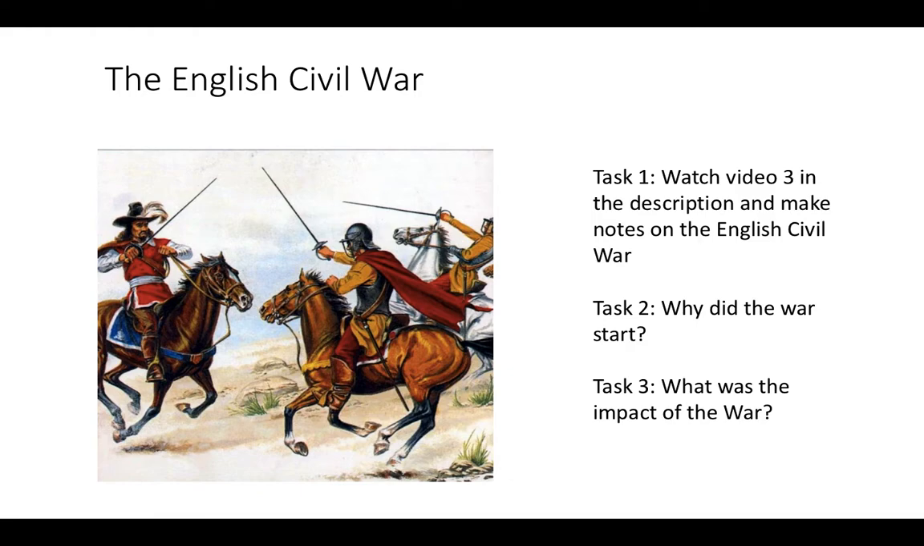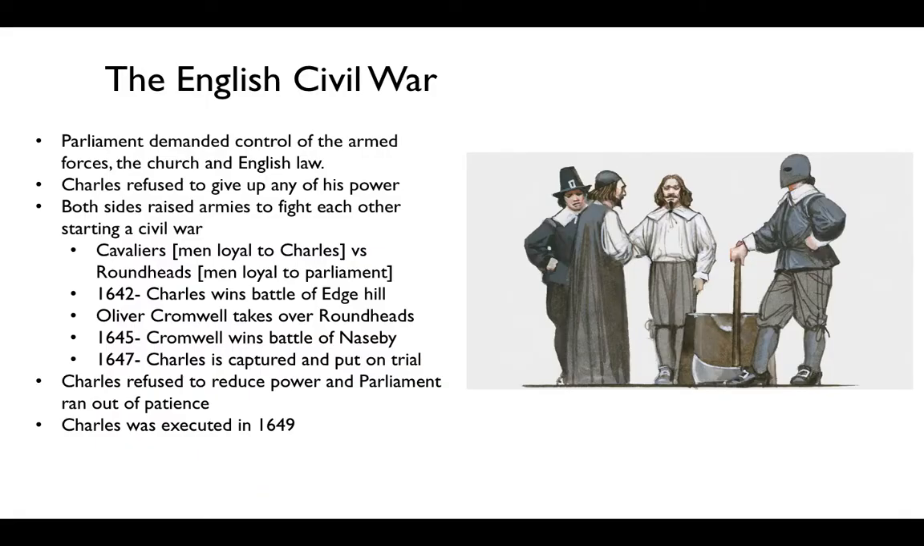Okay, so the wars between the two, there are victories on both sides. We have the Cavaliers versus the Roundheads. Parliament is trying to restrict armed forces, the church and English law. They're trying to stop Charles from having too much power.